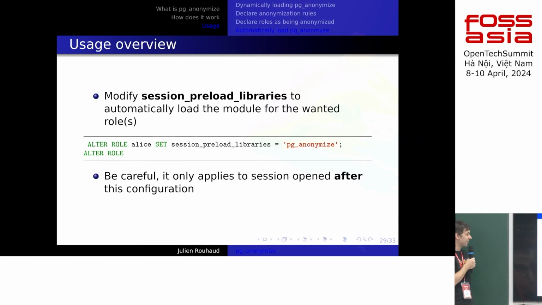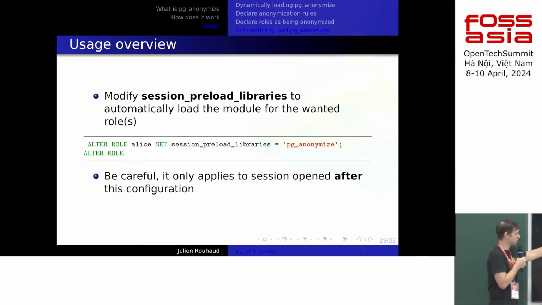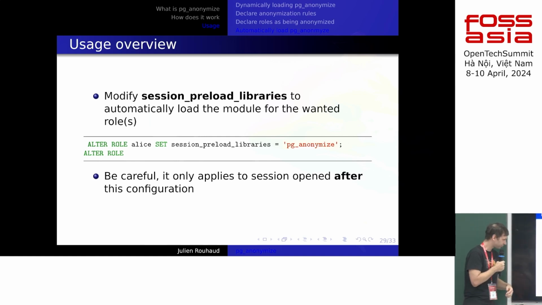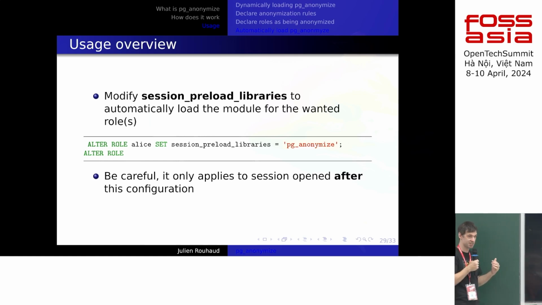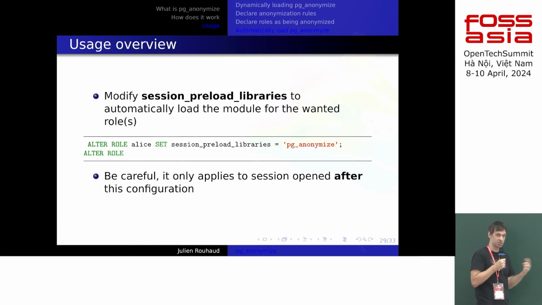And the final step is to modify a session preload library so that it's done automatically. So you now do alter role and you set session preload library equal to anonymize, and others if you want. And now Alice will automatically be anonymized, even though she doesn't ask for it. When she connects, you as a DBA decide that she will see anonymized data.